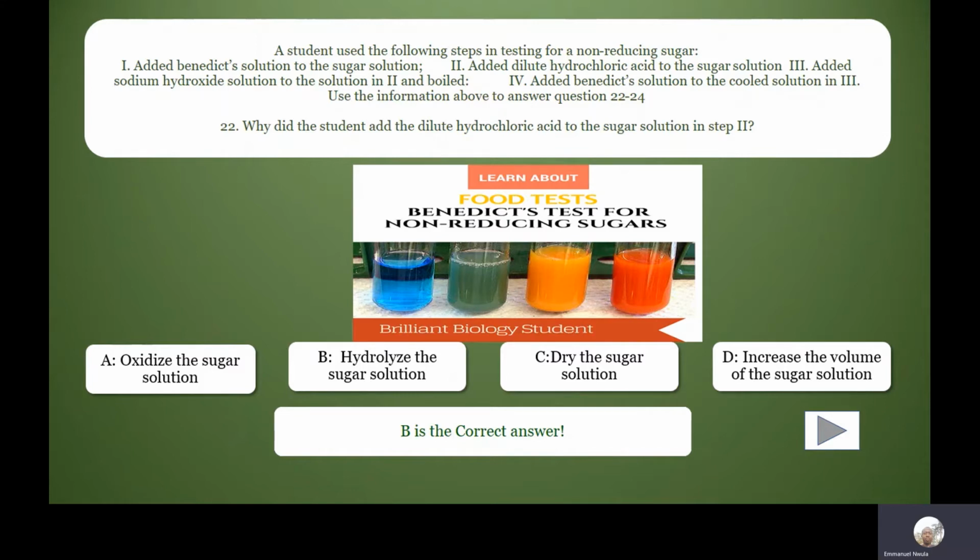That's simple sugars. For instance, sucrose is a non-reducing sugar. The sugar that we use to drink our tea, sucrose, is a non-reducing sugar. If you add HCl to it, you break it down to glucose and fructose. Those two are monosaccharides. So HCl is used to hydrolyze the sugar solution when testing for the presence of non-reducing sugar. So the correct answer here is B.